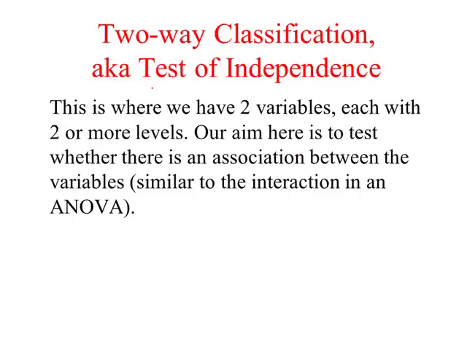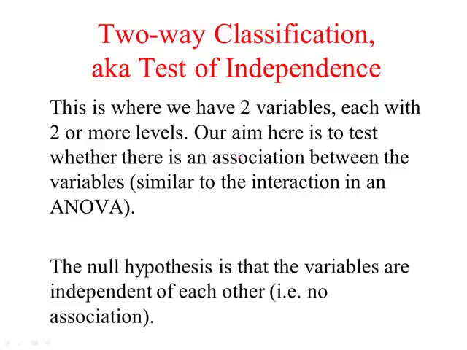This is also called a test of independence, because really we're testing, are our two variables independent from each other, or are they associated? So our null hypothesis is they are independent. There's no association between our two variables. And alternatively, our alternative hypothesis would be that they are related somehow. There's an association between them, and they're not independent of each other.